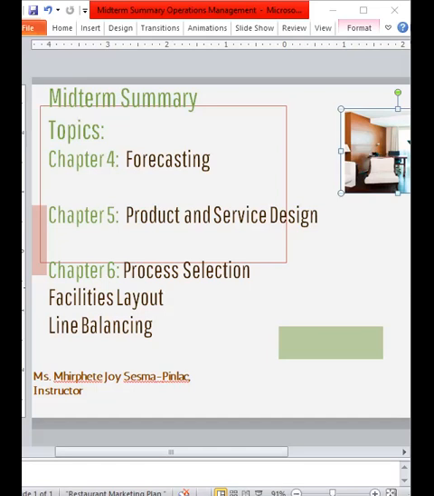Research and development includes basic research, applied research, and development.